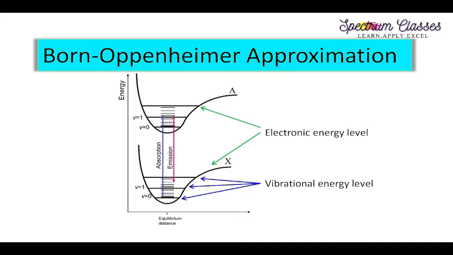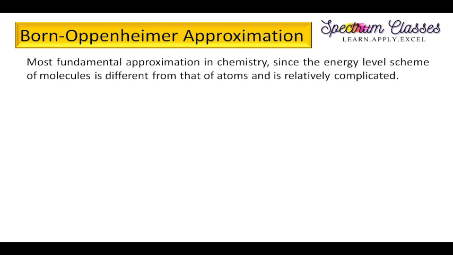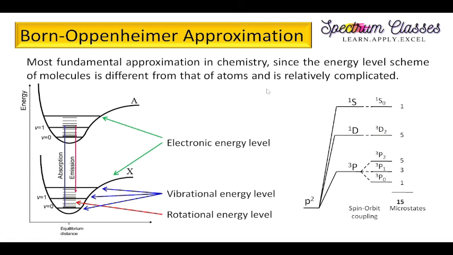So these are the electronic energy levels and these are the vibrational energy levels, and among these vibrational energy levels we have rotational energy levels. So let's start with the Born-Oppenheimer approximation. This is the most fundamental approximation in chemistry, since the energy level scheme in molecules is different from that of atoms and is relatively complicated, as I am going to show you here.